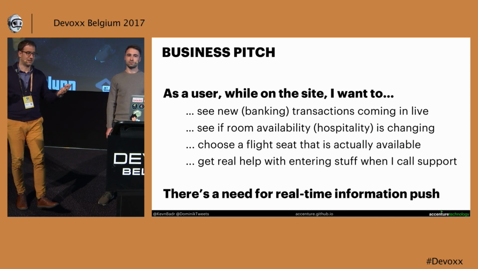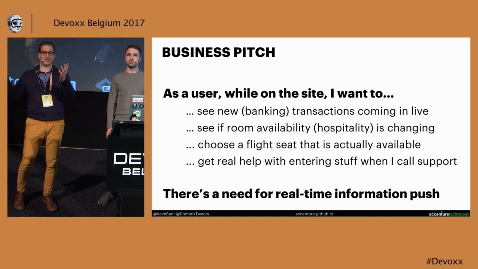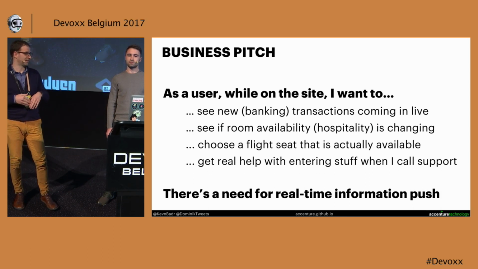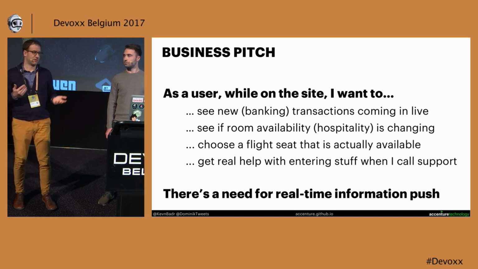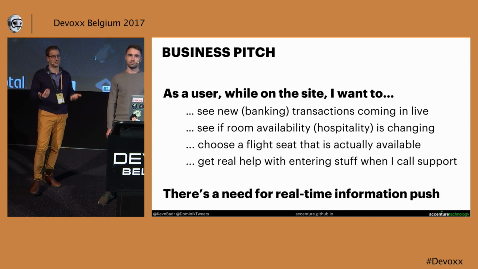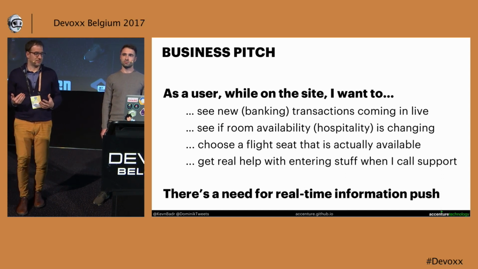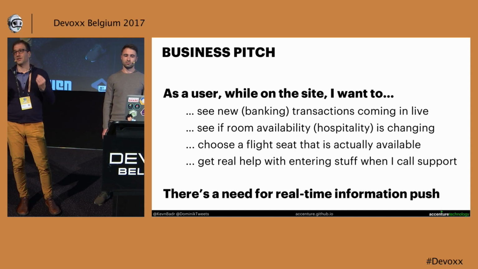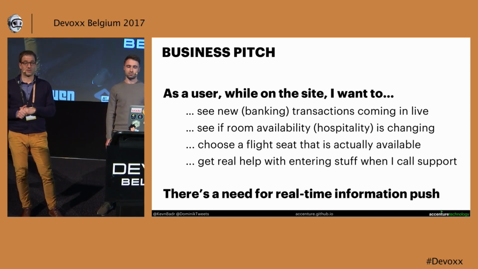If I'm on a hotel booking site and I'm looking at a specific hotel and I'm leaving the window open and I go to the toilet and I come back again, then I want the state to be up to date. I don't want to click on a room that is actually no longer available. Or I want to choose a flight or a seat on a flight that is actually available. So in the end, it is about having real-time information available so that you can do real-time interaction.